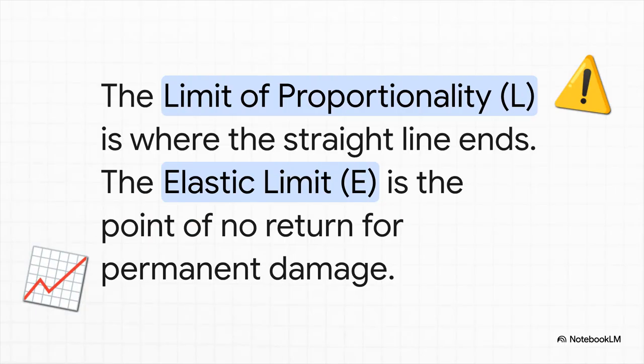This graph shows us exactly where those boundaries are. First, you hit the limit of proportionality. That's the spot where that perfect, predictable line from Hooke's law stops being true. Go a little further and you hit the elastic limit. That is the true point of no return. Once you pass that, you're causing permanent plastic damage.